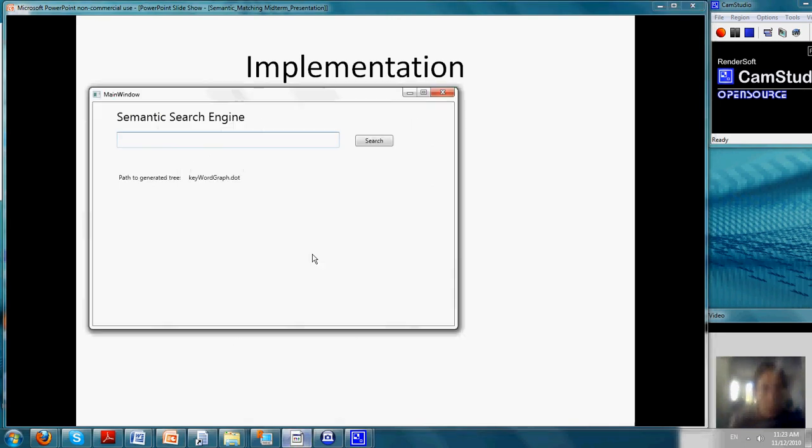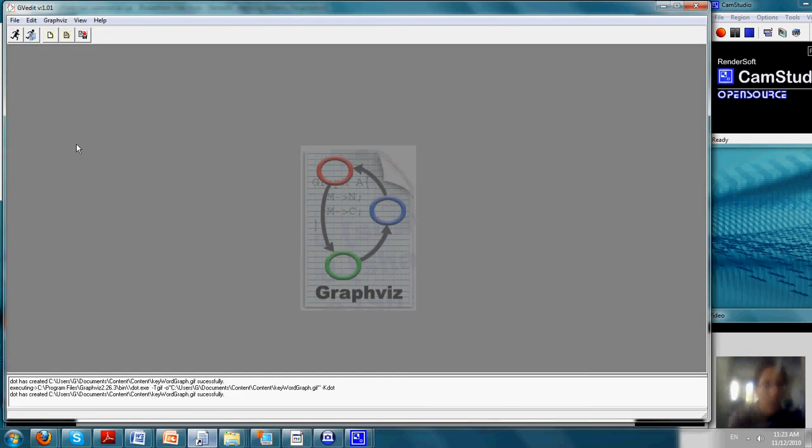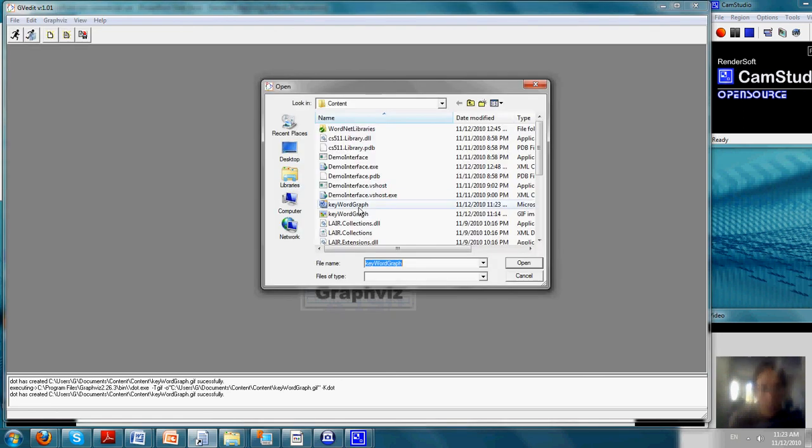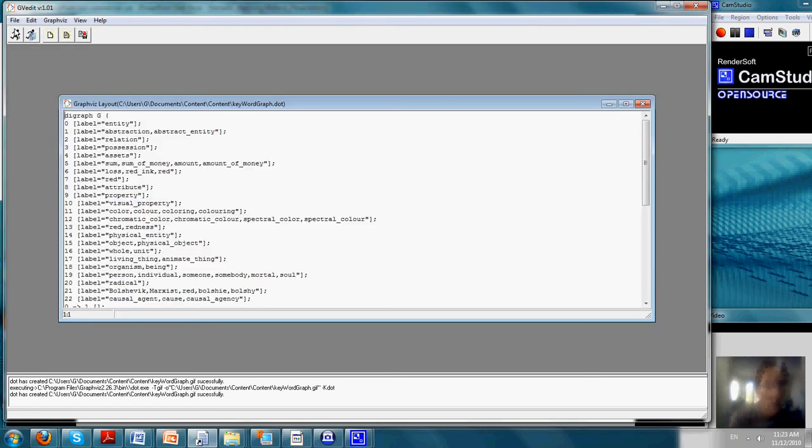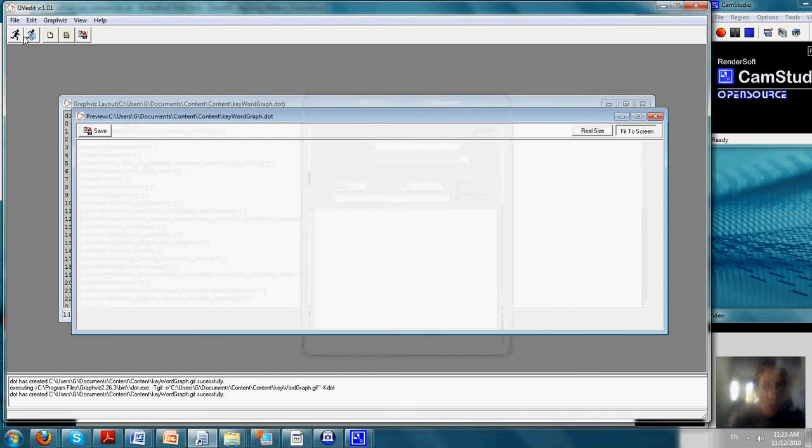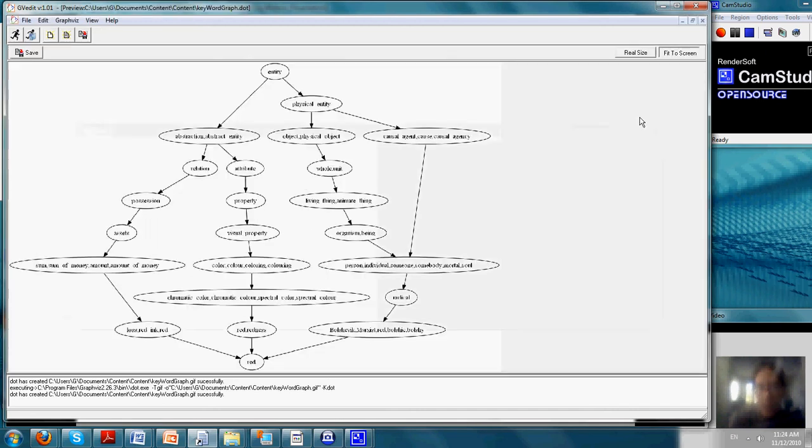So here we have a search engine. Let's query for the word red and search for it. We open a viewer, navigate to the file whose path we were given, and here's our tree. To see it visually, let's look at this. And we can see that the leaf node is the word from our query, and each ascending level will be assigned a higher weight.